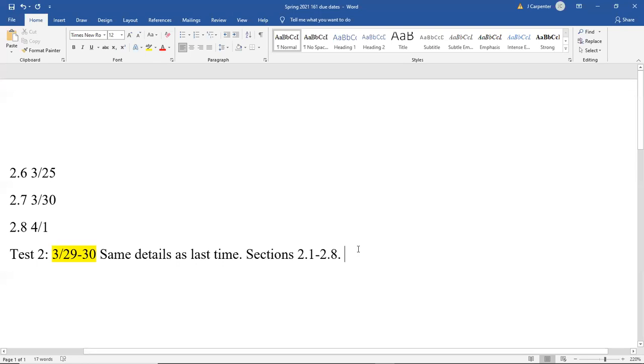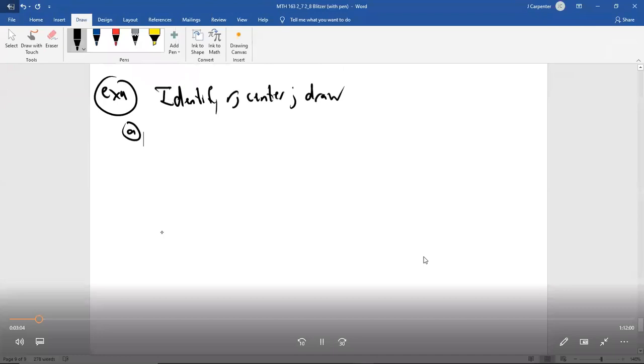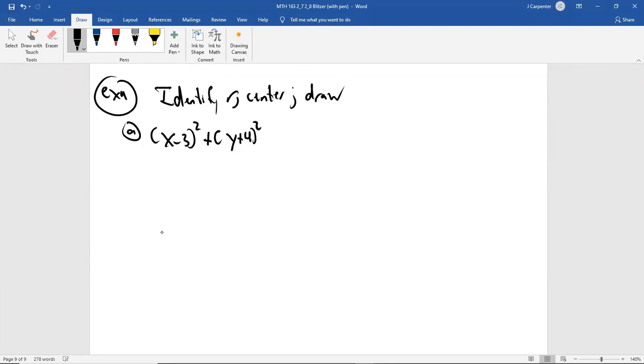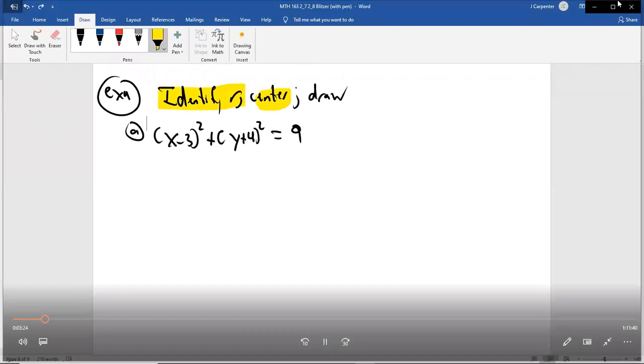Let's go ahead and pick up where we left off in 2.8. We just have that one pair of problems left. I think it's example 4, A and B. It's going to be relating to the circle, just approaching it from the opposite direction. (x - 3)^2 + (y + 4)^2 = 9. So we are identifying the radius, finding the center, and then later we're going to draw it. Those are our 3 goals for this problem.